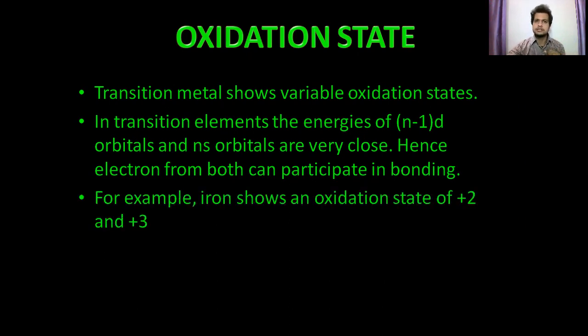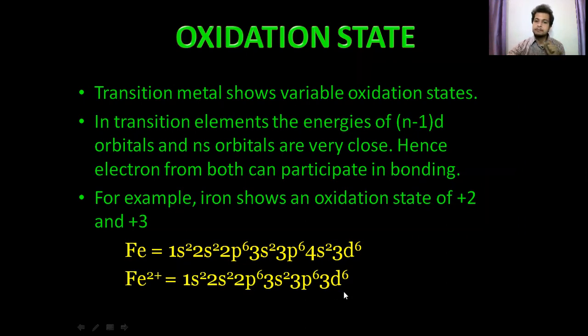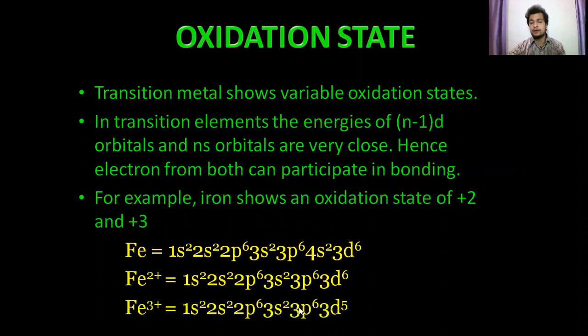One such example is iron. Iron shows +2 and also +3 oxidation states. Why? Iron, Fe, has the configuration 1s2, 2s2, 2p6, 3s2, 3p6, 4s2, and 3d6. Now, if I take Fe2+, I have to remove 4s2, so you can see that 4s2 is not there. So what is the configuration? 3d6. But remember that this d orbital can also be taken out, and Fe2+ can give one more electron and convert to 3d5.